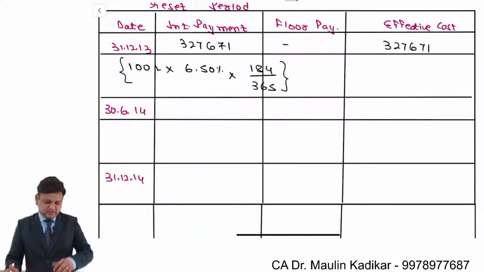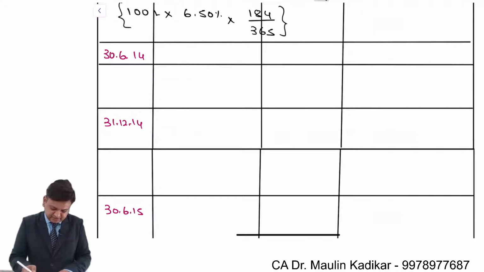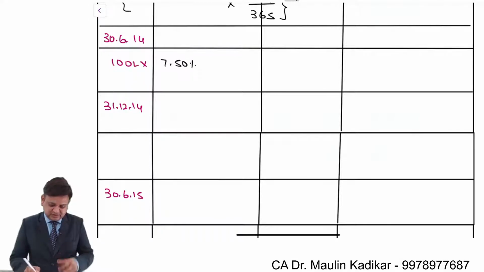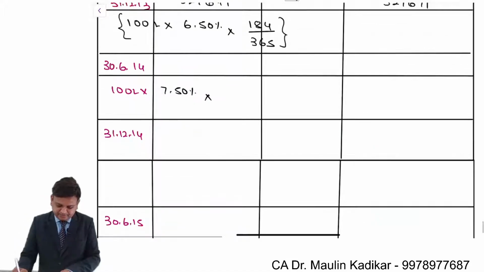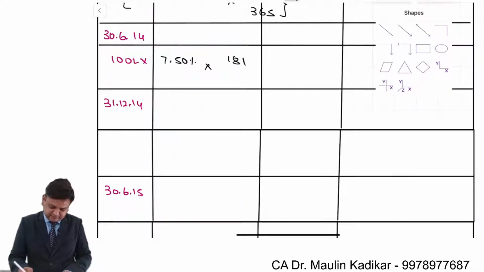Now let us see the next one. The rate of interest is 7, so plus 0.5, it comes to 7.5%. So 100 lakhs into 7.5% into, this time it is 181 divided by 365.